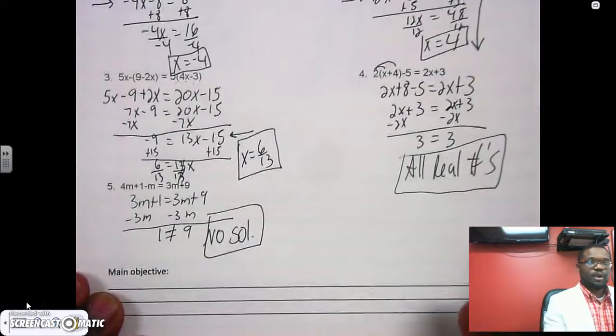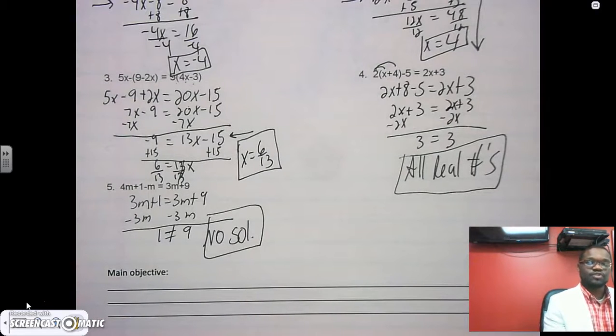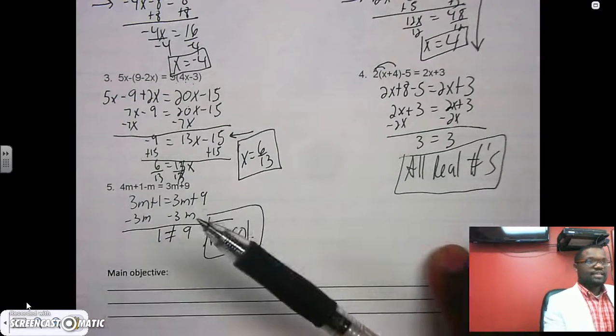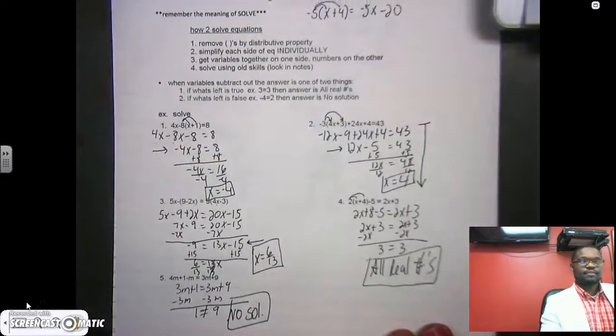So, do the distributive property first if you have it. If you don't, don't worry about it. Continue combining like terms and solving as usual. And that is how to solve equations using the distributive property.